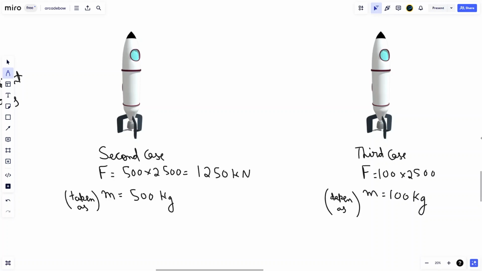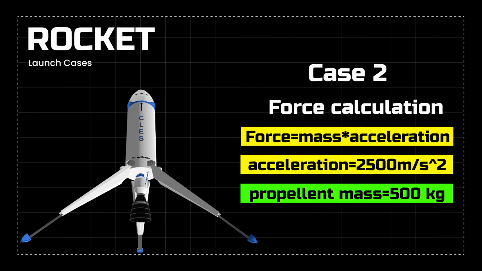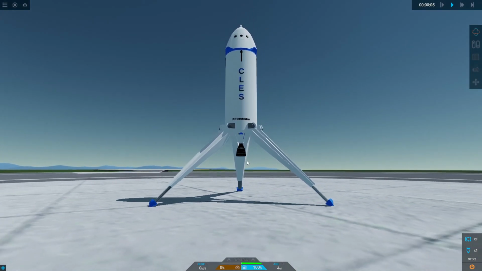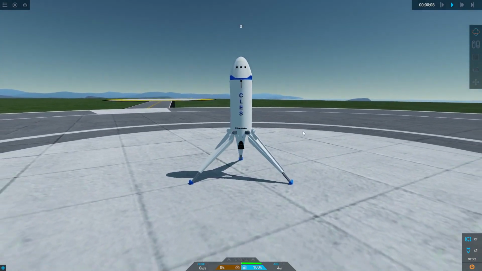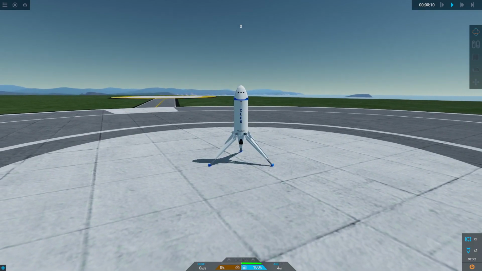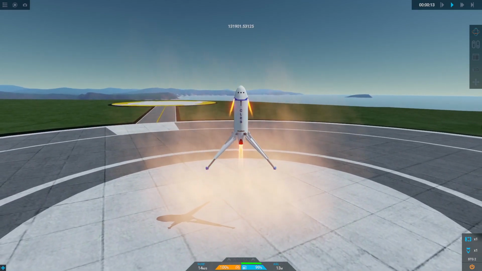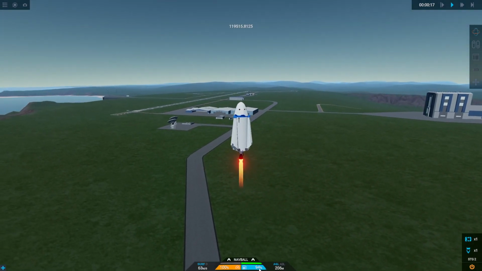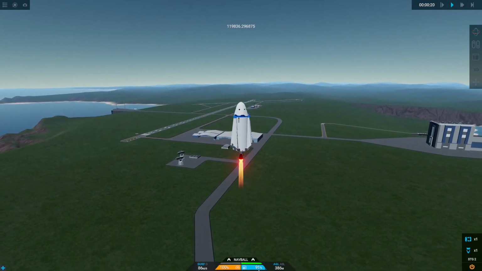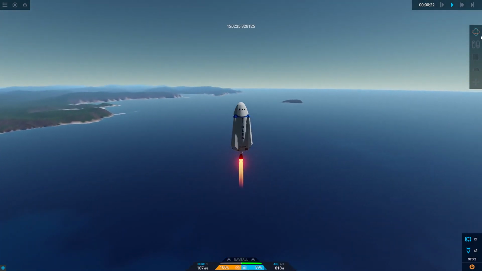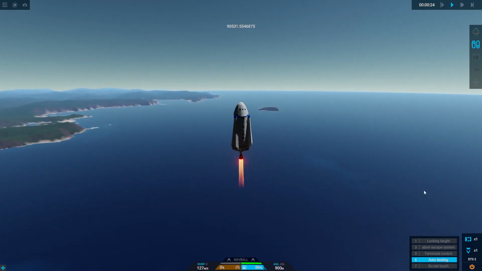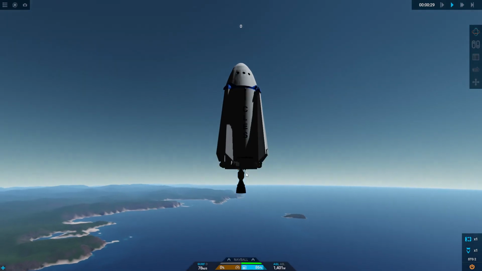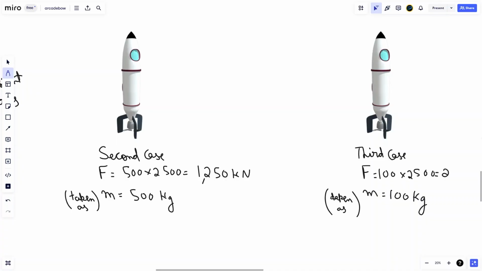So let's see, is it enough? As you can see, the size of the engine is small compared to the last case. Let's see, is this thrust enough? The rocket has taken off, but the speed of takeoff is quite less compared to the last case. The rocket is going slowly in the sky. The thrust was enough to take the rocket from the ground to the sky, but it's not good enough for going into space because the power of thrust is less.